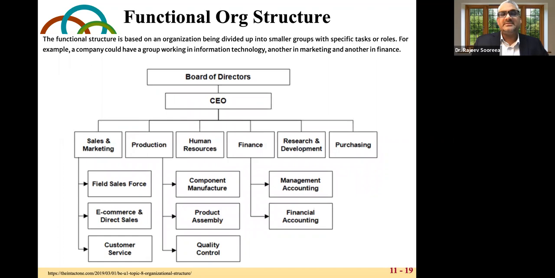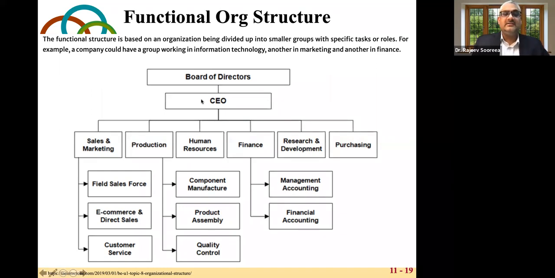Now, there are basically 4 different types of organization structure. One is called a functional organization structure. The functional structure is based on the organization being divided into smaller groups, right? So you divide the organization into smaller groups with specific tasks or roles. For example, a company could have a working group in information technology, another one in marketing, another one in finance.